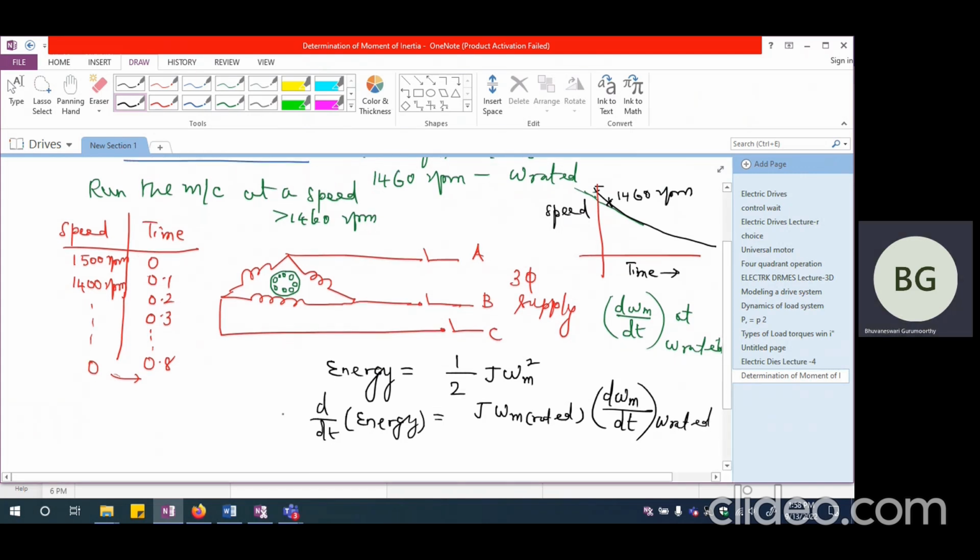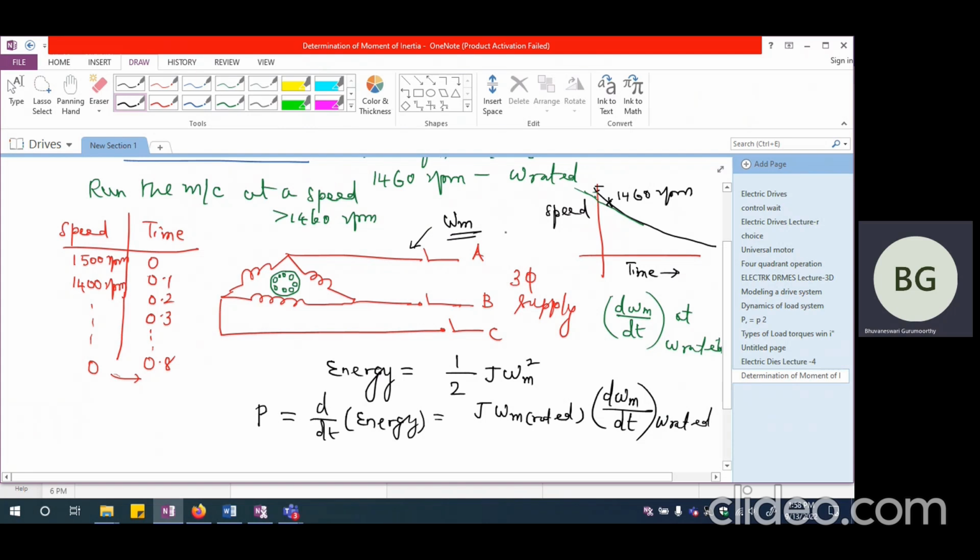So this rate of change of energy is actually the power that is being consumed by the motor when it was running at a speed of omega m. The only hitch here is, if you note down the power reading, the wattmeter reading at this particular juncture when it is running at rated speed, you are going to see that this consists of two components.